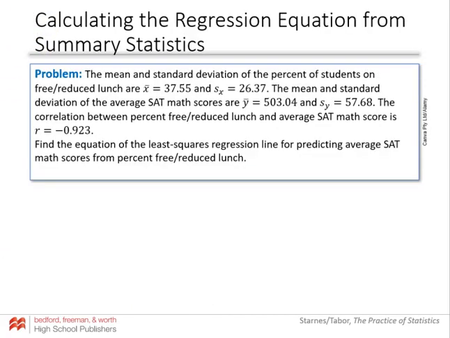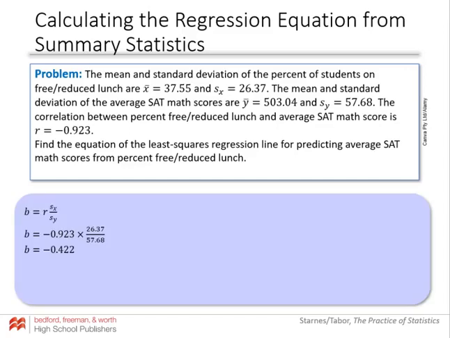All right. So the first thing I'm going to do is find the slope, which is equal to r, the correlation, times the standard deviation of y divided by the standard deviation of x. Okay, and so I plug those numbers in and I get negative 0.422. So that's going to be the slope of my regression line. Then I'm going to find the y-intercept, which is y bar minus b x bar. And remember that y bar and x bar are the means of my response and explanatory variables. Okay, so again, plugging those numbers in.